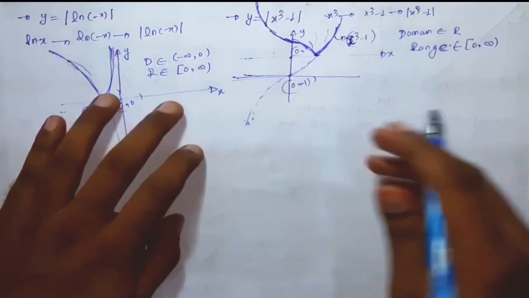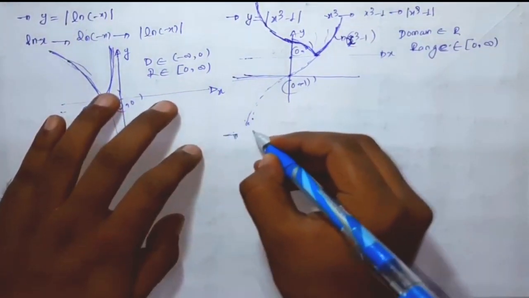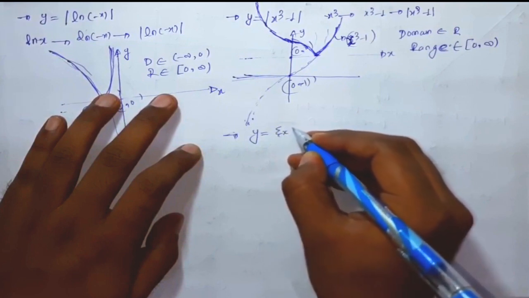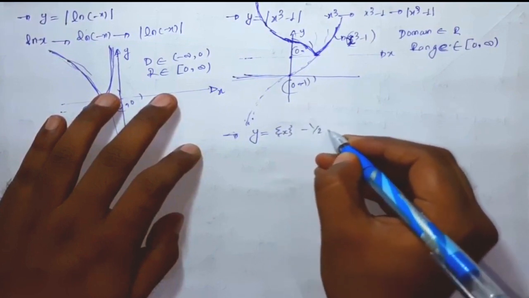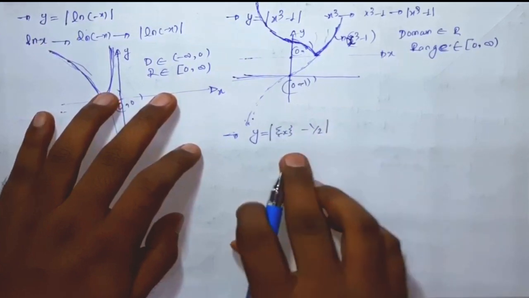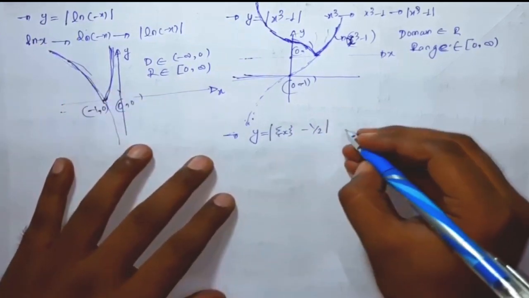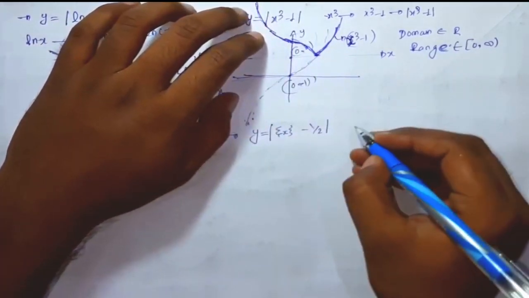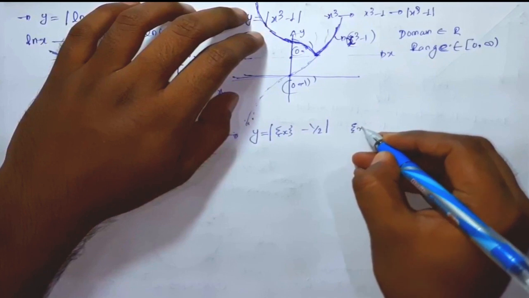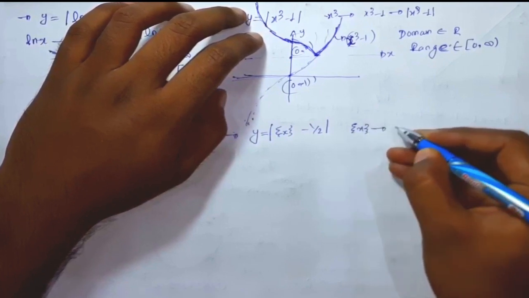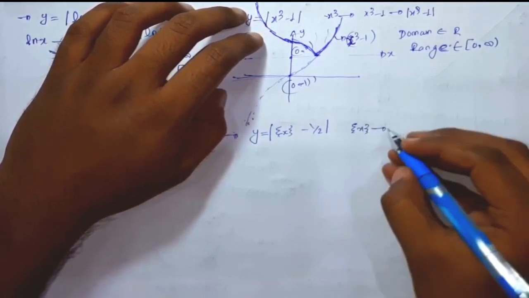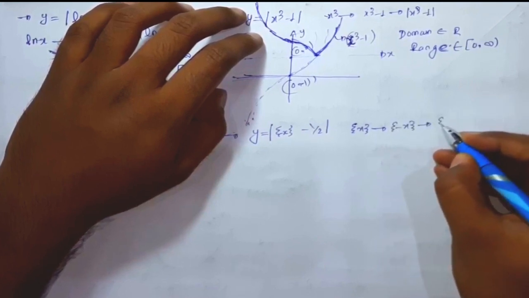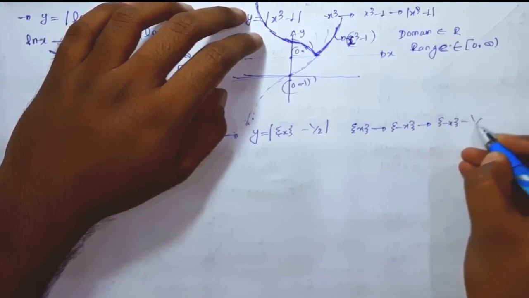We will see one more example, like y equals mod of minus fractional part of x minus 1 by 2. You need to draw the graph of this function. So we will see step by step. The approach is: we need to draw the graph of the fractional part of x first, then the graph of minus the fractional part of x, then minus the fractional part of x minus 1 by 2, then we will take the image, the mod function.